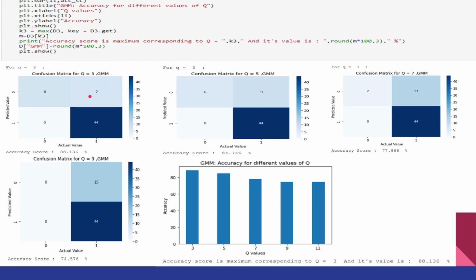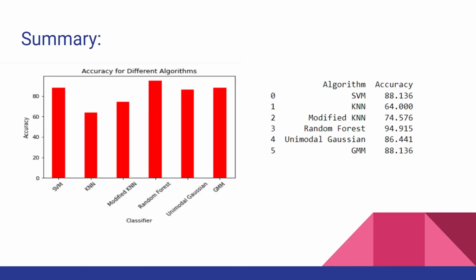And here you can see the outputs, and we got the maximum accuracy score for the cluster value 3, and its value is 88.136%. Here now we have plotted the bar graph for all the algorithms that we have used, and here you can see the accuracy score. You can see that for the random forest algorithm, we have got the maximum accuracy, which is 94.915%. Thank you. I was Manik Agarwal and my roll number is B21200.